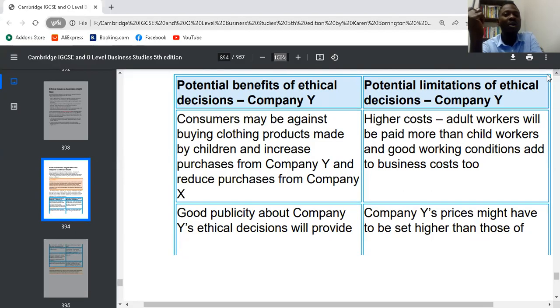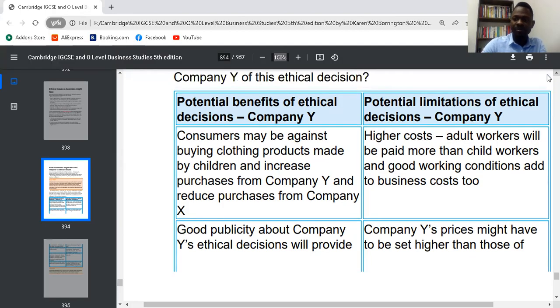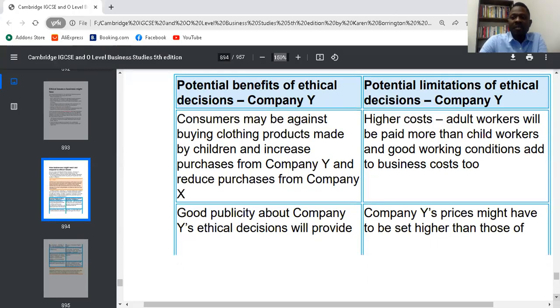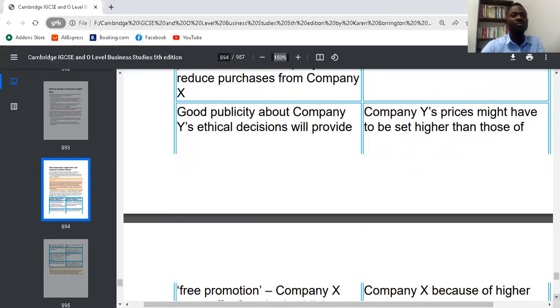One, higher cost. They believe being ethical is expensive. It increases the cost of their production, so they don't want to do it. If they have to be ethical, they have to increase prices because there's going to be a high cost of production, and this has to be transferred to what they sell. So will customers be able to pay those higher prices?